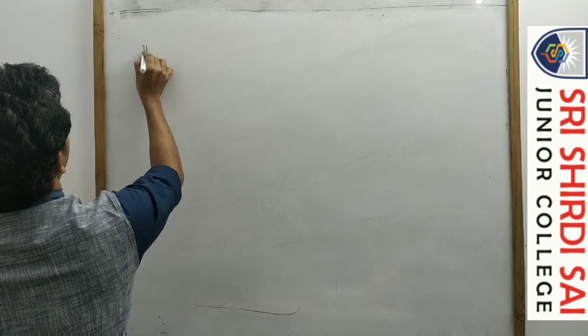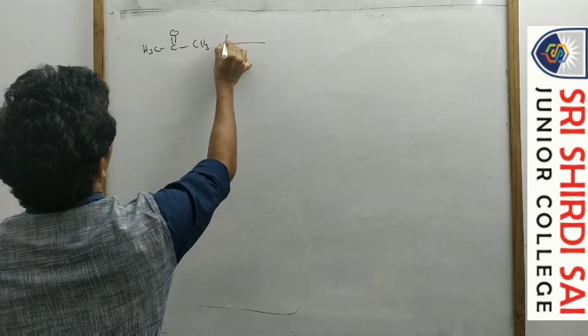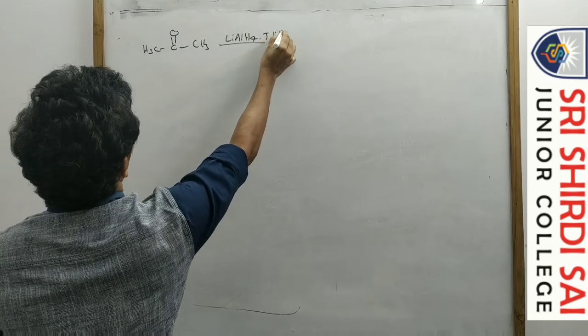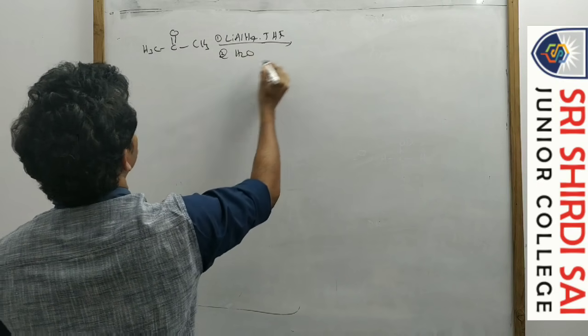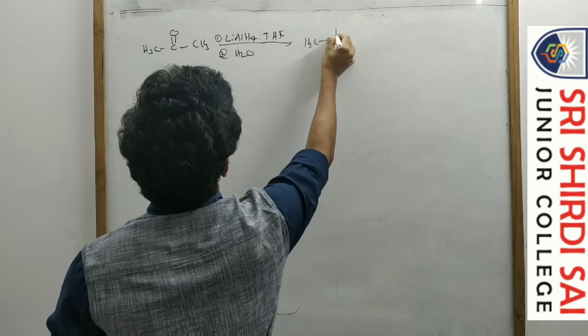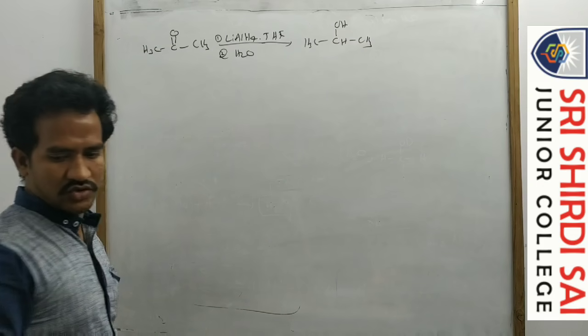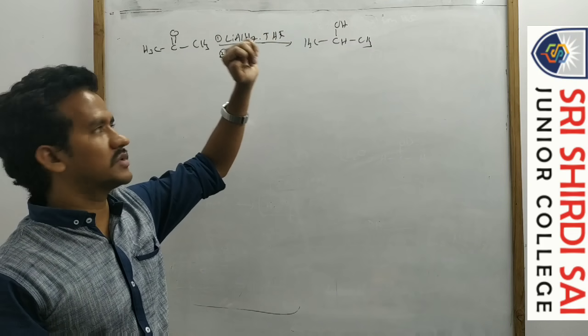Okay, so you will write some reactions. This is the ketone, with LiAlH4 in tetrahydrofuran, ether is the solvent, followed by hydrolysis. So the product is CH3 CH(OH) CH3. Just 2 hydrogens.